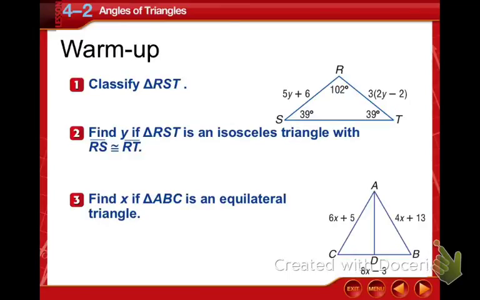Alright, I'm going to try to get one video done here. So this one's all about angles of triangles and proving triangles congruent.